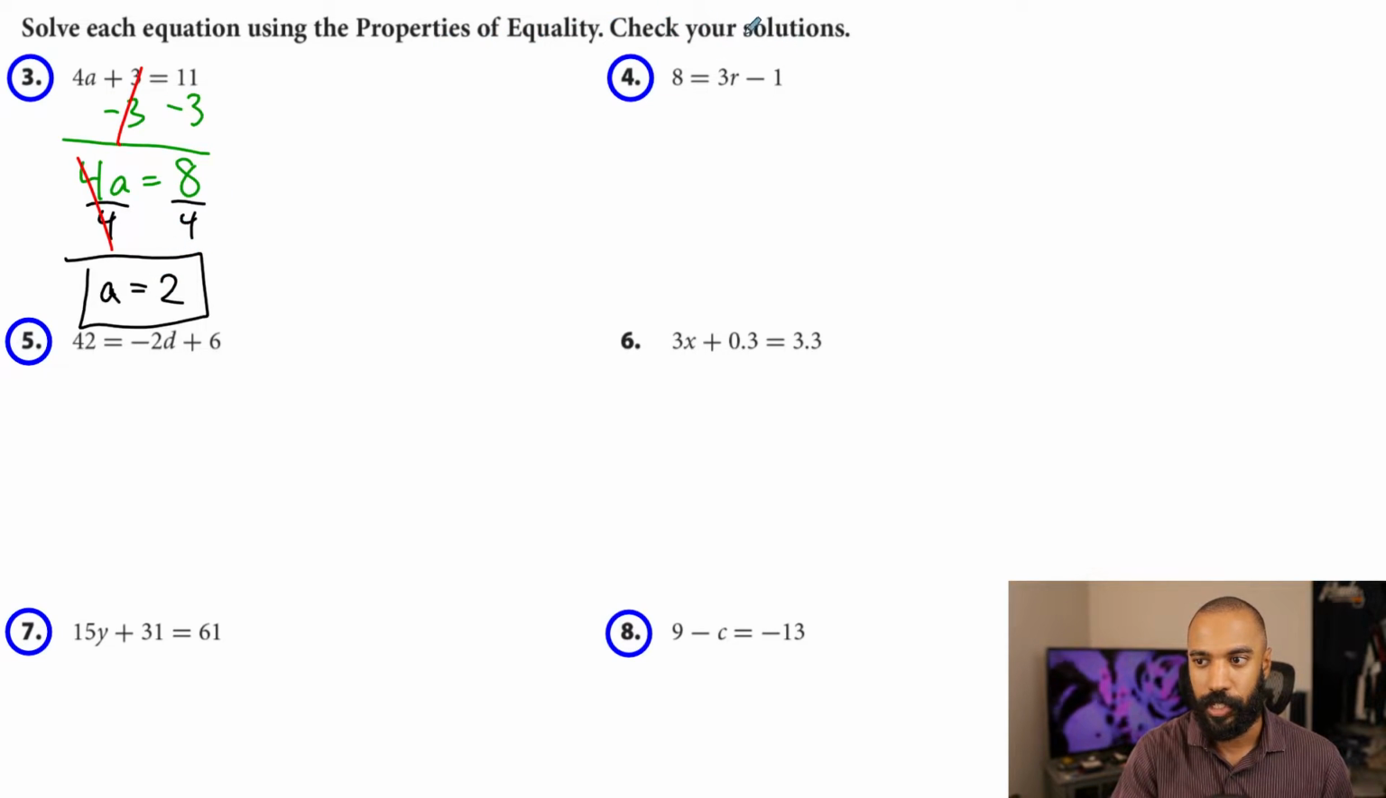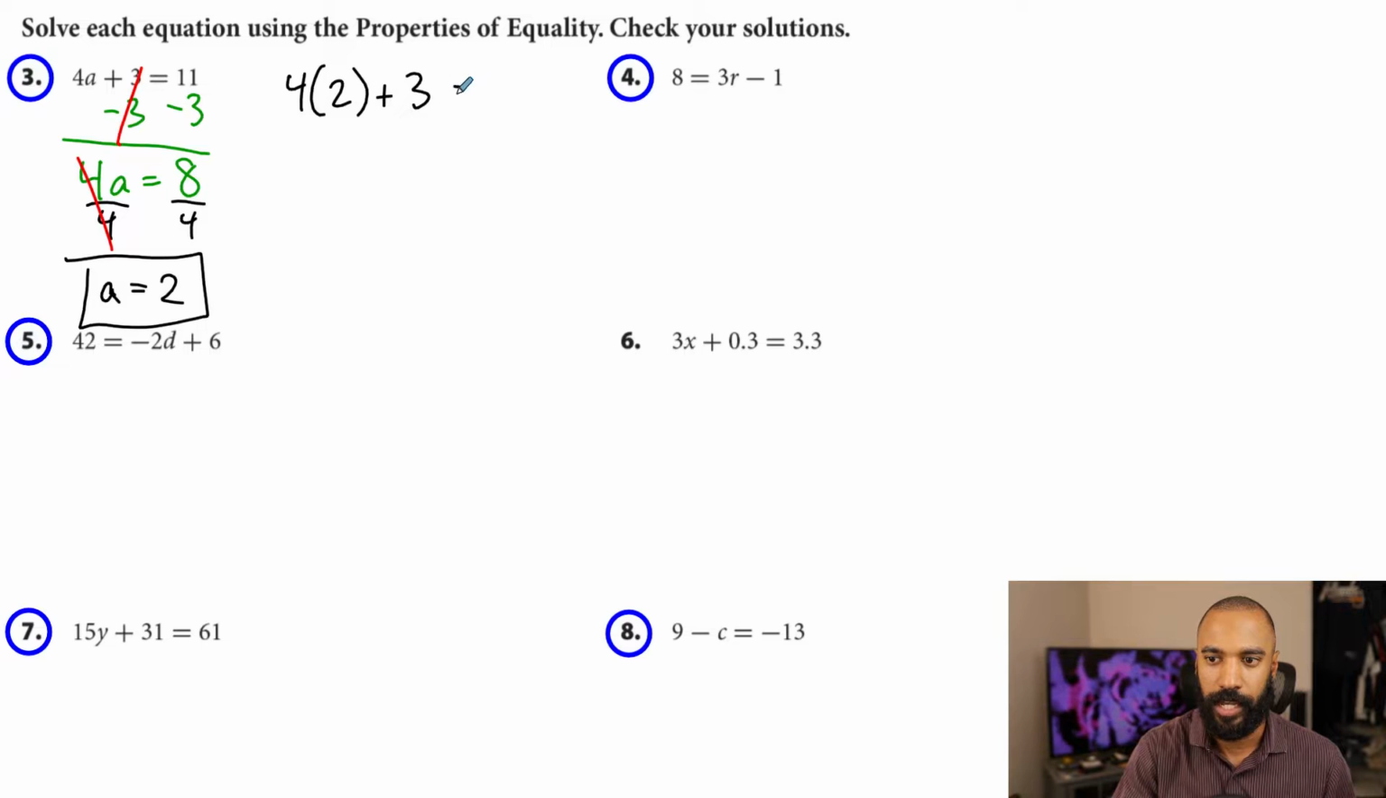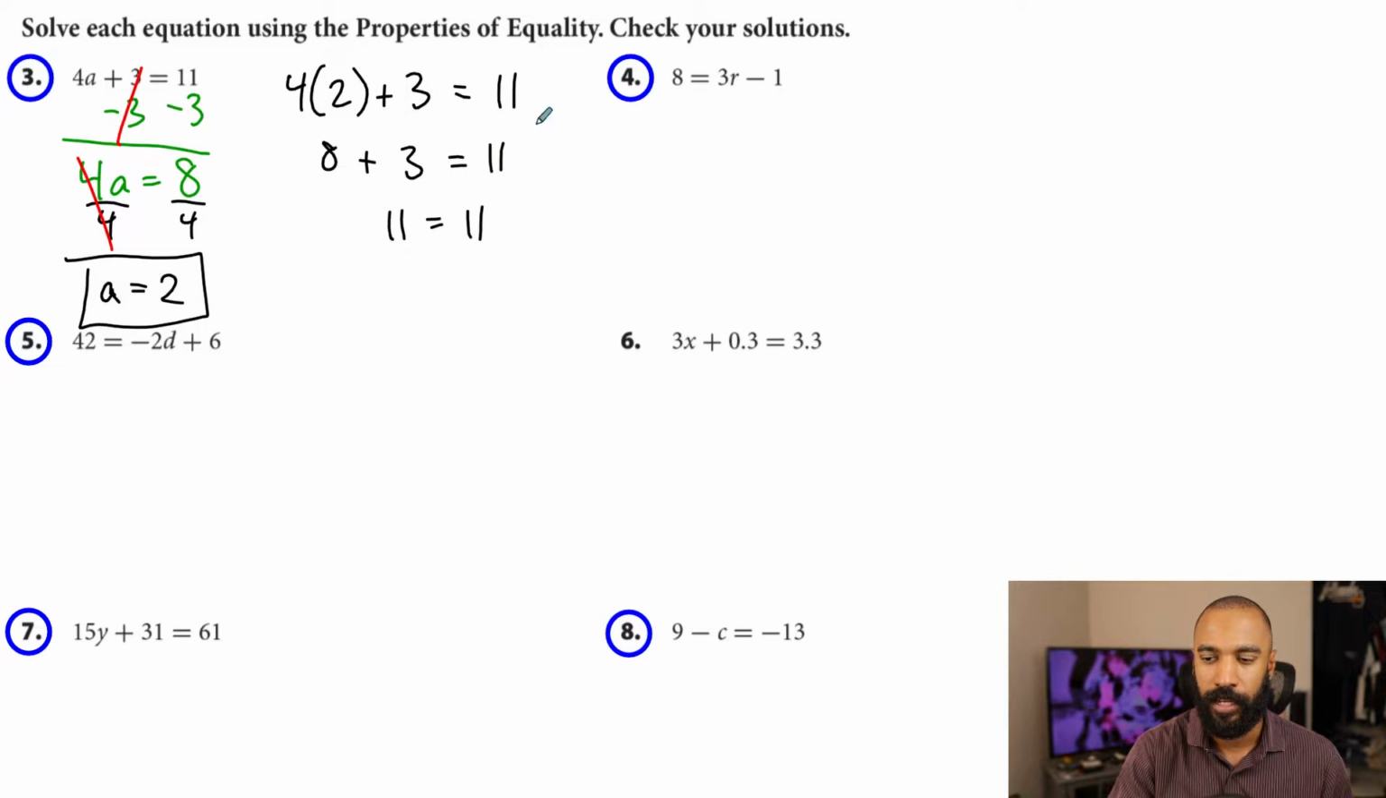To double check it, to check this solution here, let's substitute 2 back into the original equation. 4 times 2 plus 3 equals 11. Let's see if that works. 4 times 2 is 8, and 8 plus 3 indeed equals 11. So 11 equals 11, all checks out, I'm set to go. That's my double check for that. That's just to ensure that that solution actually works.